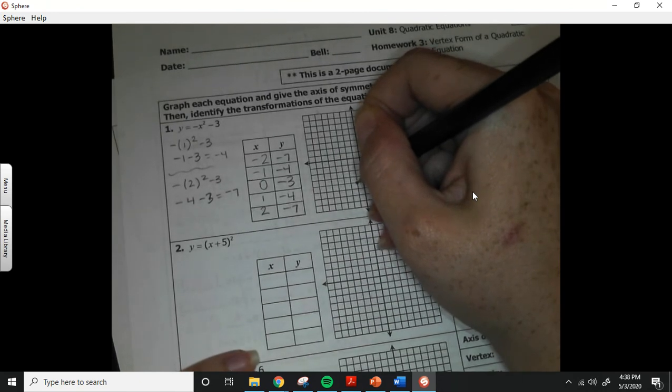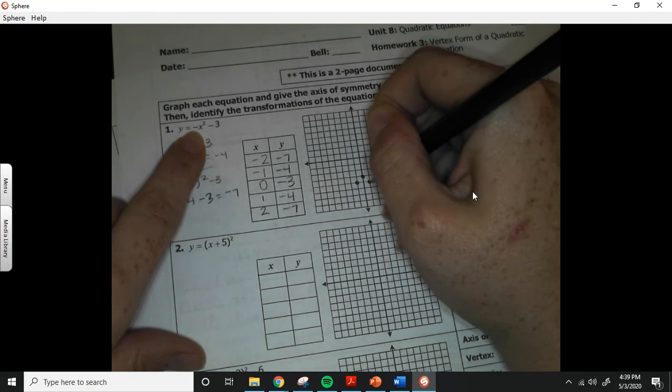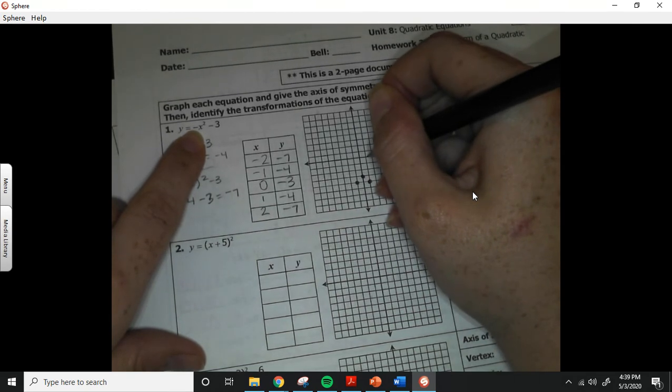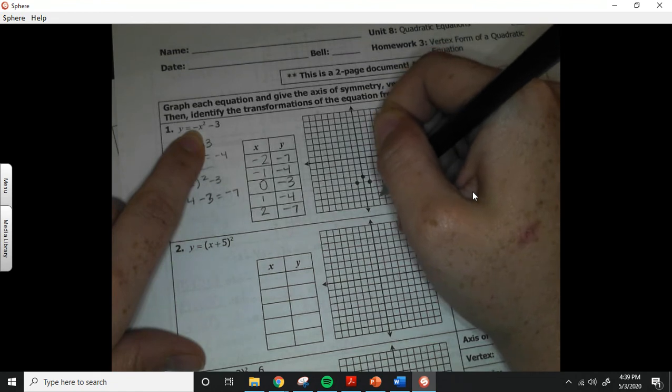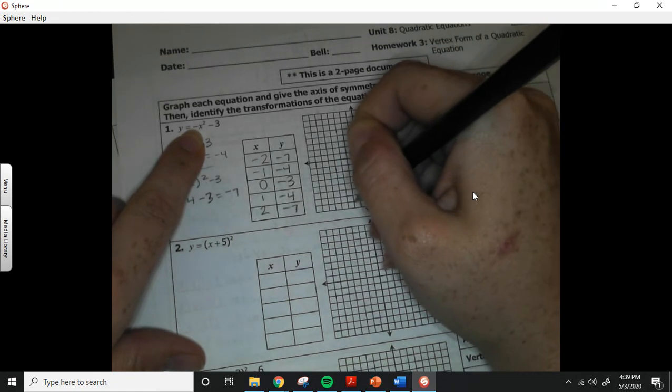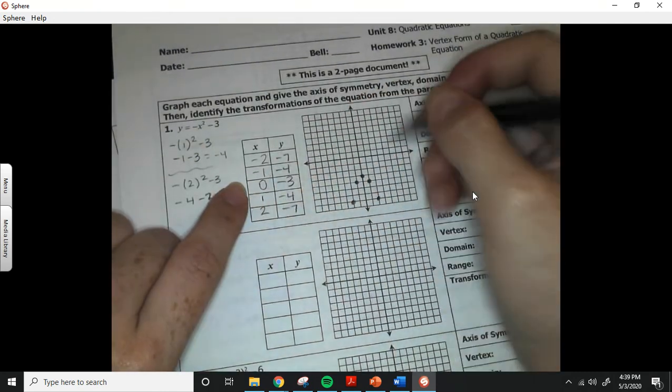-1, -4. Oh, it's going down. Are we sure it has to? Yes, because this is negative. Then we've got 2, -7. So 1, 2. This is 4, so 5, 6, 7. Why can I do that? Because I know I spaced these two out correctly.